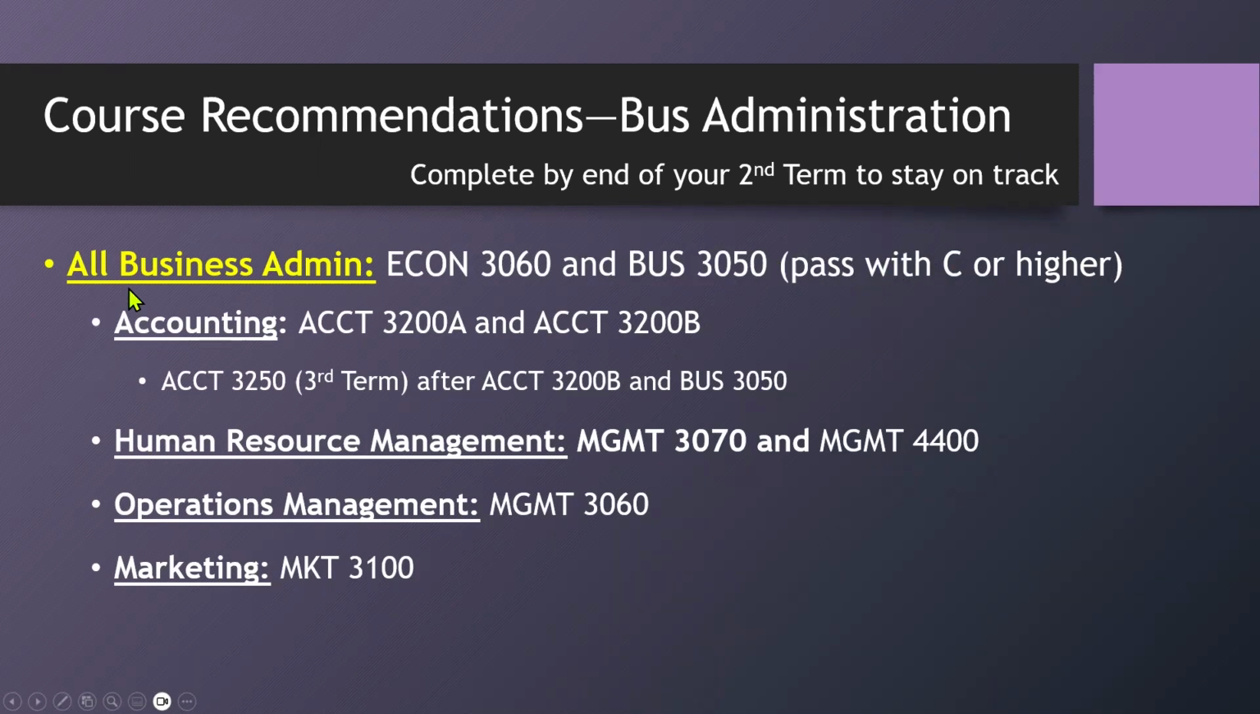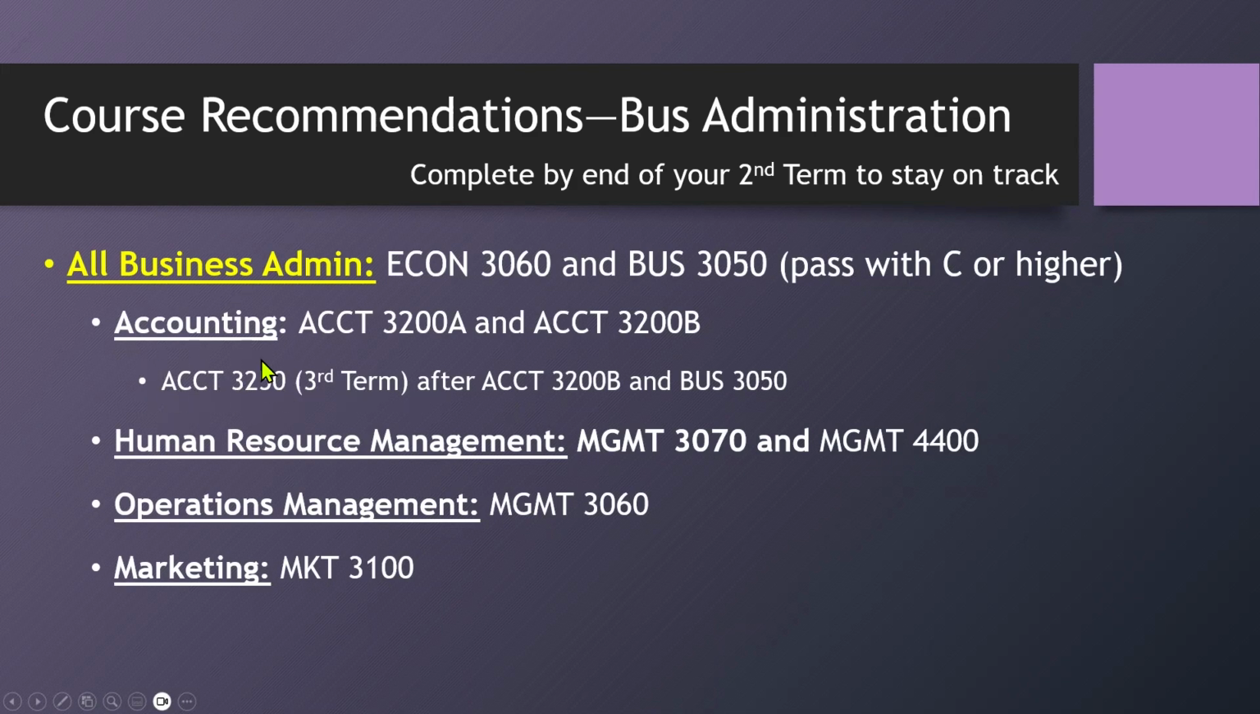Okay, so if you are in business administration and your option is accounting, accounting has a more strict curriculum that you want to follow. So we want you to have accounting 3200A and accounting 3200B completed by your second term to stay on track. It's because of the accounting sequencing. Accounting 3200A is a prerequisite for accounting 3200B, and accounting 3200B is a prerequisite for accounting 3250.